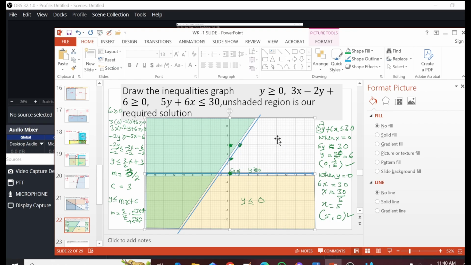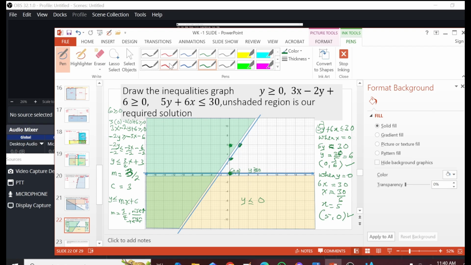Okay, let's go to the second line. Let's plot this second line to see the part that will still be cut off. And at this one, you have to write your equation on this line. This is the equation, 3x minus 2y plus 6 is greater than or equal to 0. So you have to write it on the line to show the line that belongs to the equation. So let's also do it for the second equation, which is this 5y plus 6x is less than or equal to 30. And this one, I use another method.